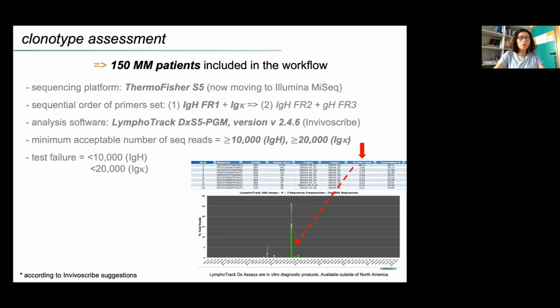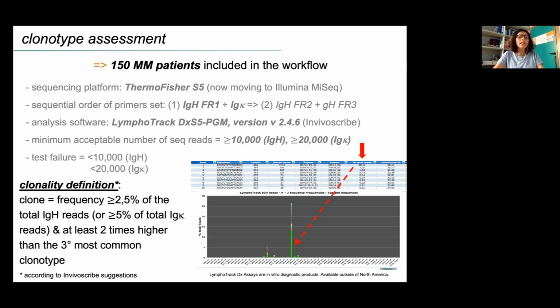In our routine, as I said, we implemented the assay on the Thermo Fisher S5, even though we are now moving to the Illumina MiSeq. We decided to use IGH-FR1 and IgK as primer sets first, and only in case of polyclonal results, we then use IGH-FR2 and FR3. We also defined the cutoff for the minimum acceptable number of sequencing reads in order to define which runs can be considered evaluable and which not.